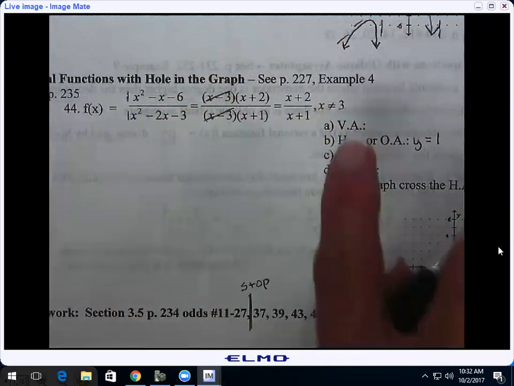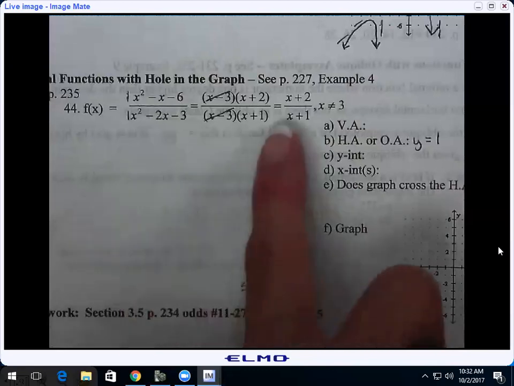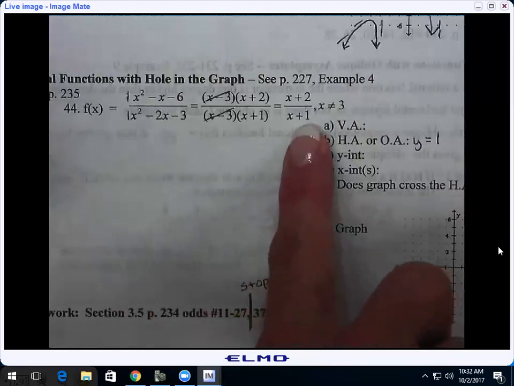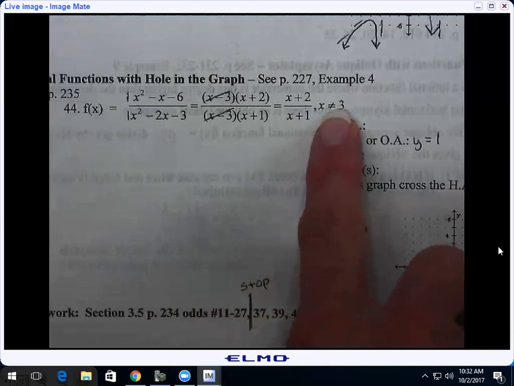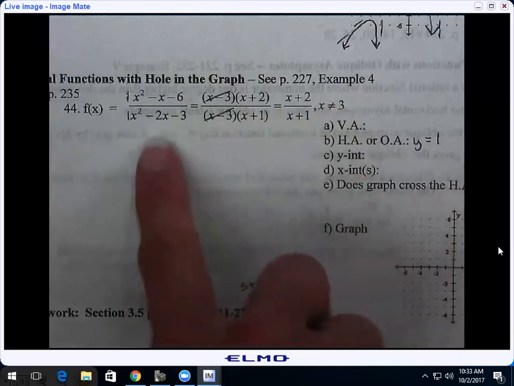As long as I leave myself a note out to the side, this fraction equals this fraction at all points except for where x equals 3. I can let x be 3 in this simplified form. I can't let x be 3 in this original form.